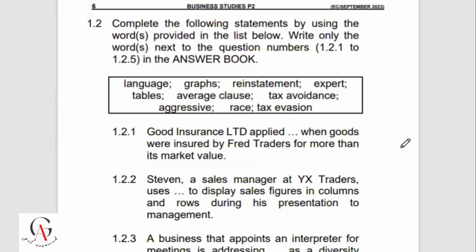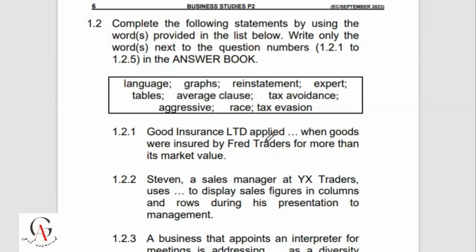Okay, right. So now let's move on to 1.2 grade 12. So now 1.2 reads as follows: complete the following statements by using the words provided in the list below. Write only the words next to the question numbers 1.2.1 to 1.2.5 in the answer book. So now you should always make sure that you go through all these set of terms or concepts given inside this grid to identify or just familiarize yourself with the concepts given. And also don't forget that you should always come up with a bigger picture on whatsoever concept that you did come across.